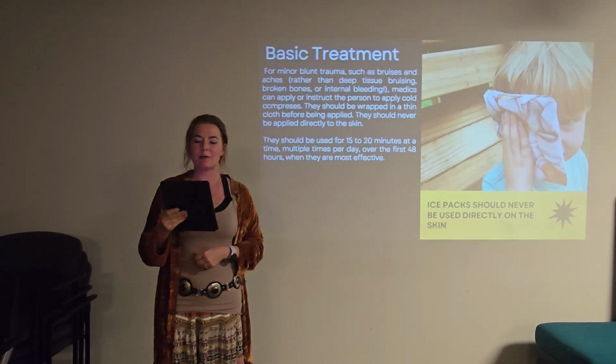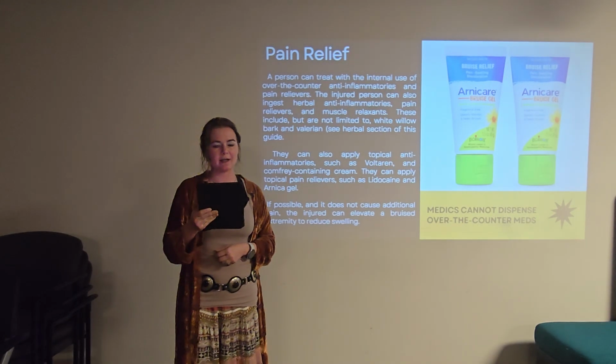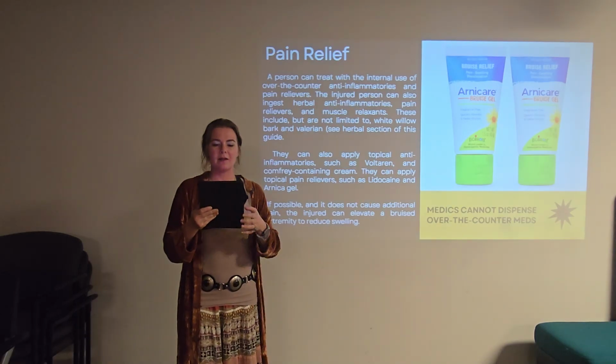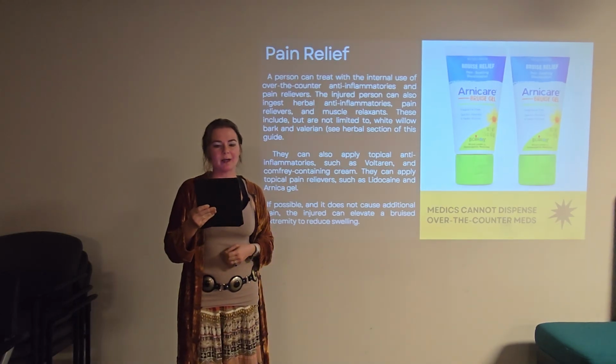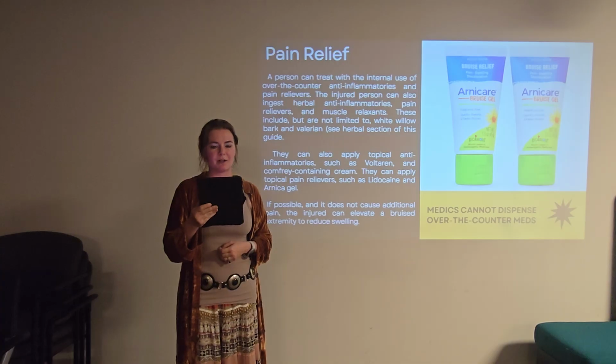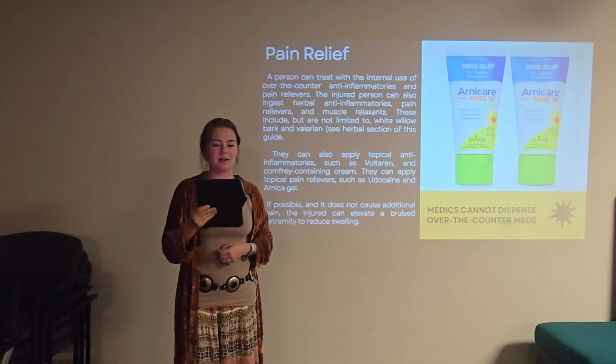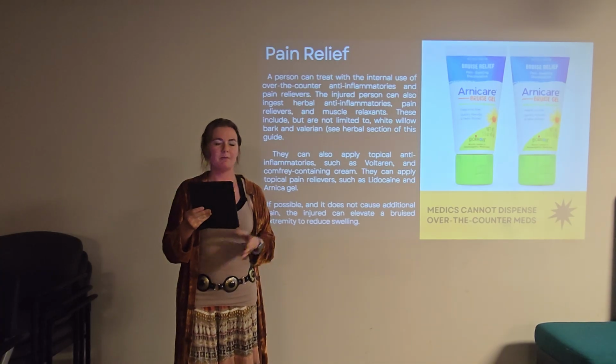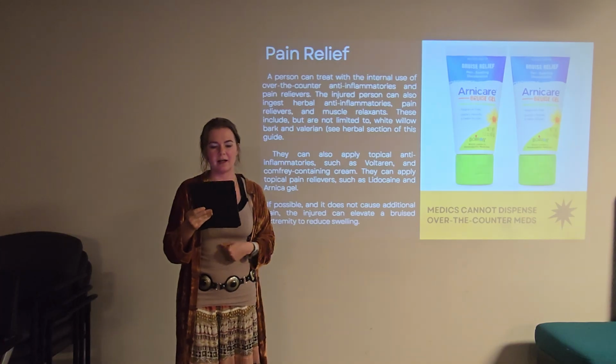A person can treat with the internal use of over-the-counter anti-inflammatories and pain relievers. The injured person can also ingest herbal anti-inflammatories, pain relievers, and muscle relaxants. These include, but are not limited to, white willow bark and valerian. There's an herbal section at the end of this guide.